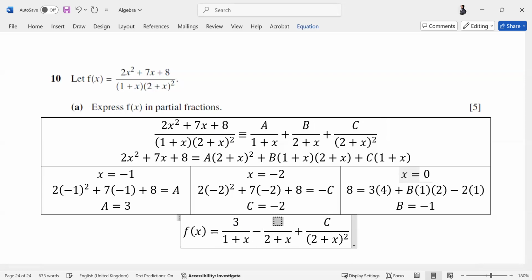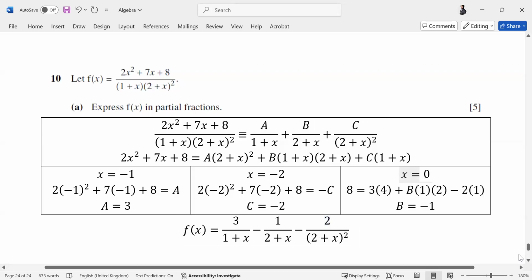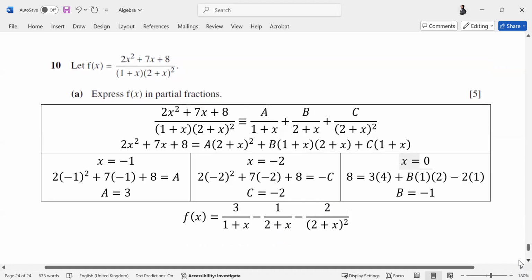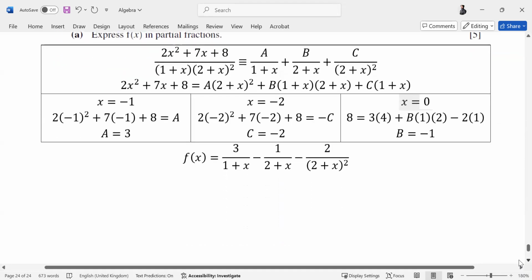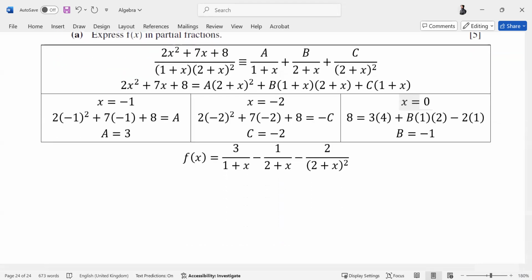I'll just use the negative with the entire fraction. And c is -2. I'll just use a negative with the entire fraction. Are these the partial fractions that we end up with? Sure. Okay, we move on to the next task in the same question, which is this.